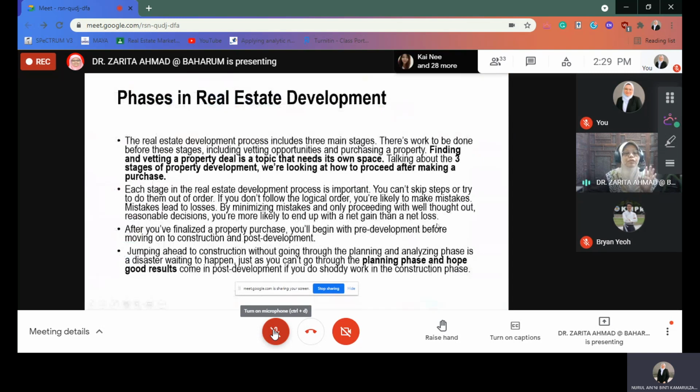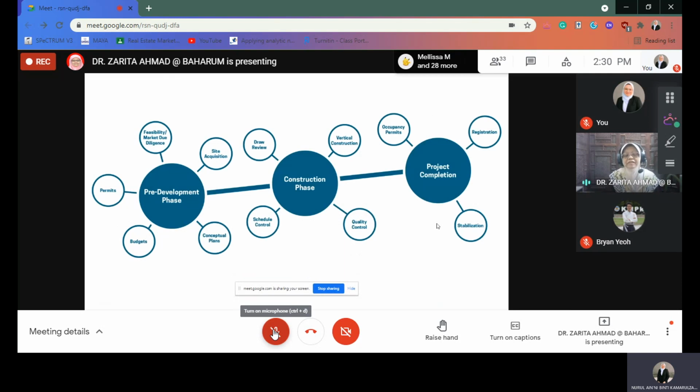So therefore, when you are looking at your property development, you need to understand why our property development is very important here. And basically, this particular topic will cover the phases of your real estate development. In the simplest way, your development will subdivide into three different phases: your pre-development, your construction, as well as your project completion.